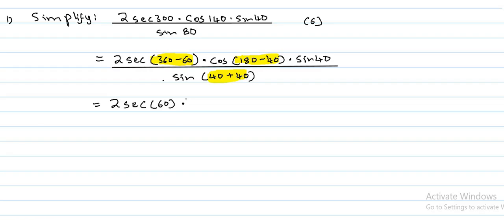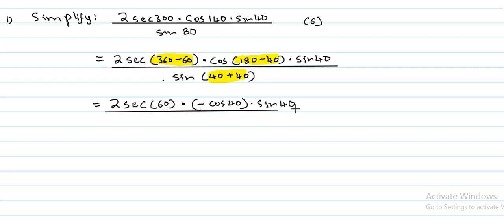Multiply by cos of 180 minus theta. Reduction formula: 180 minus 40 is in the second quadrant, and cos is negative. So you open a bracket, because here we have multiplication. We say minus the cos of 40 multiply by the sine of 40.